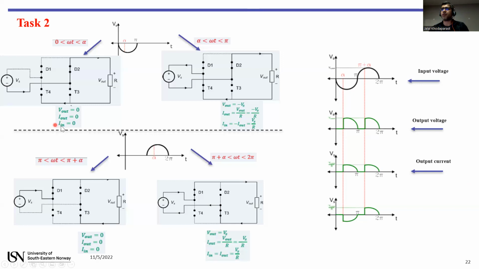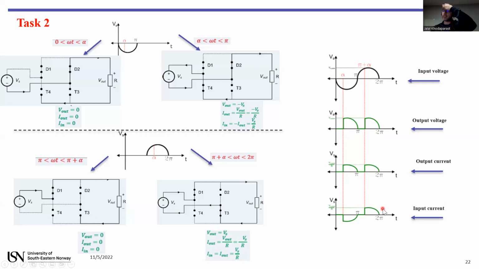The output current, firstly, it's 0. Then output current is minus Vs over R. Vs is this one, and it's negative. If we make it negative, this one will be negative Vs over R. And then I out is 0. And finally, I out is Vs over R. Vs is this one, Vs over R.